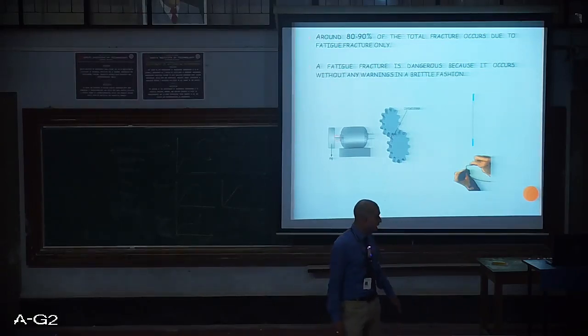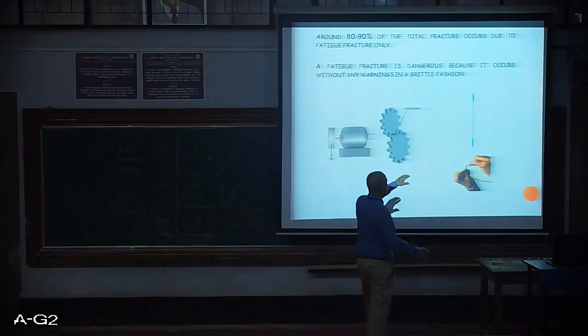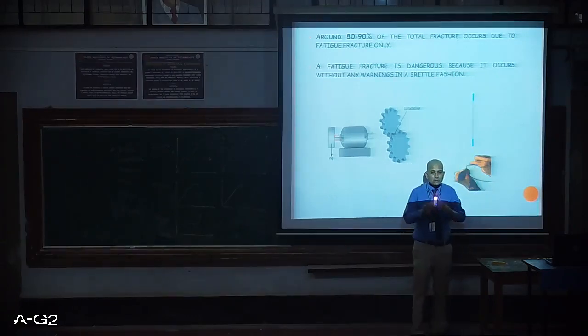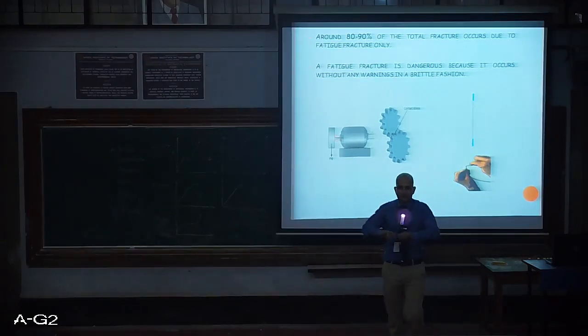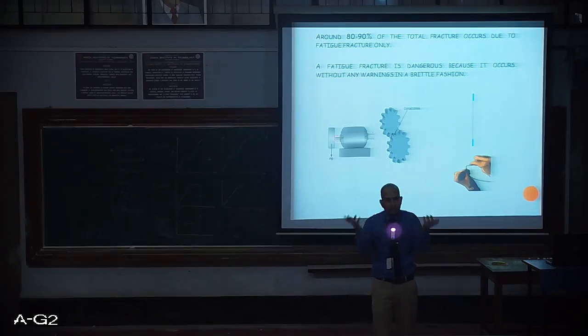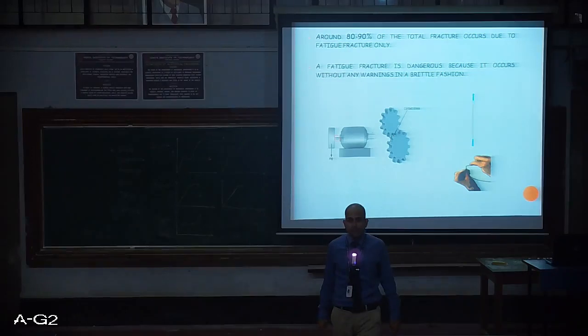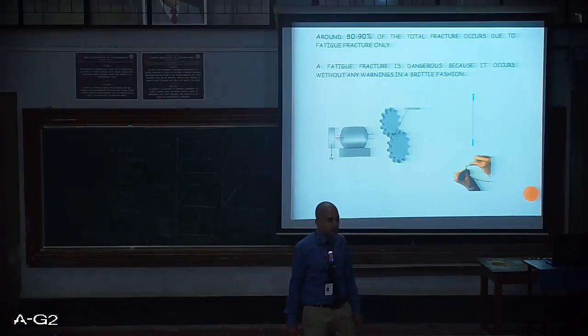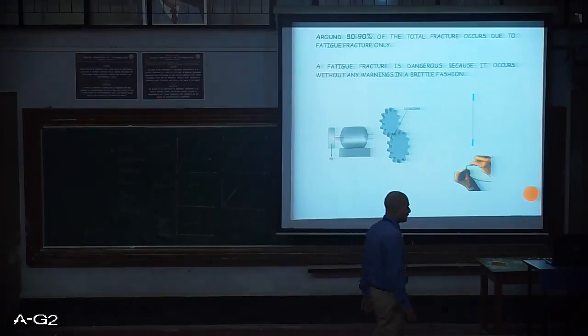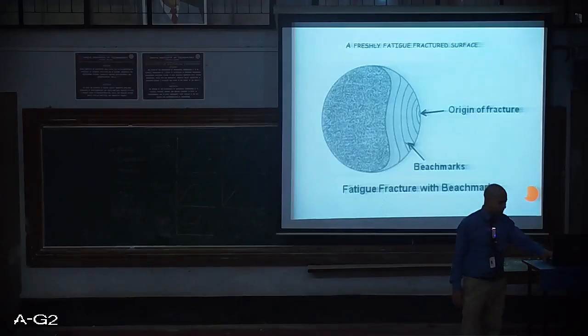Such type of fracture is called a fatigue fracture. And here I have given you an example. If you take an MS wire and try to elongate it, it will never fracture. But if you bend it back and forth like this, it will fracture in around 50 to 60 cycles. That type of fracture is called fatigue fracture.